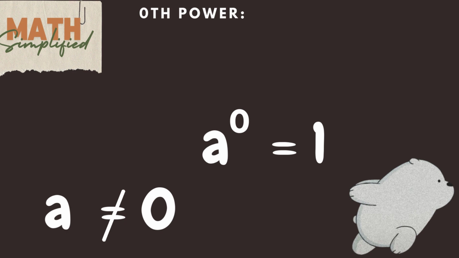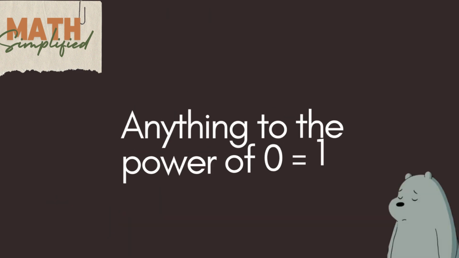One more important rule is the zero exponent rule. If there is a number to the power of 0, it equals 1 every time, except when the base is 0. The base cannot be 0. If there's a to the power of 0, then your answer will be 1. If there's 10 to the power of 0, your answer will be 1. If there's 1,000 to the power of 0, your answer will always be 1, as long as your base is not 0.